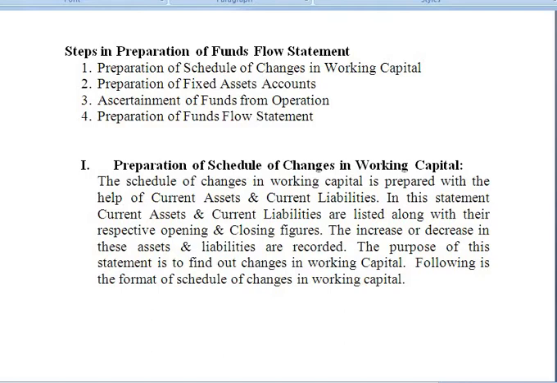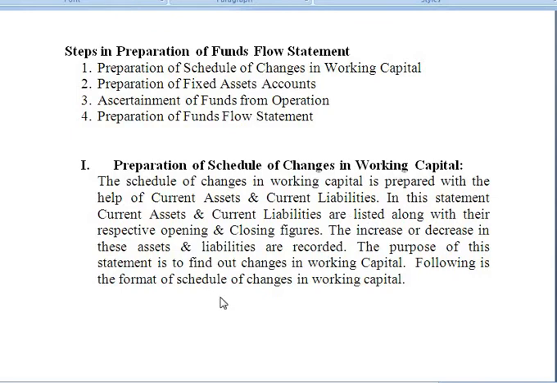Now first one is preparation of schedule of changes in working capital. Working capital means the excess of current assets over current liabilities. That is, after making the payment of all current liabilities, whatever balance of current assets is left, that is called working capital. Whereas the schedule of changes in working capital is a statement where we can get to know what is the change in the working capital, whether the working capital has increased or decreased, that we will get to know with the help of schedule of changes in working capital.